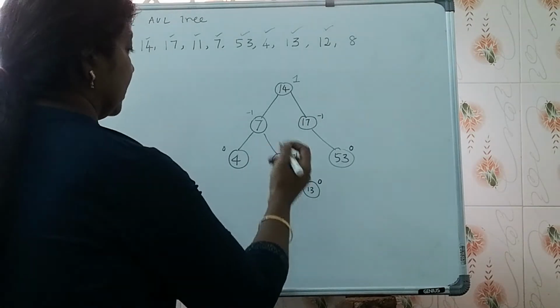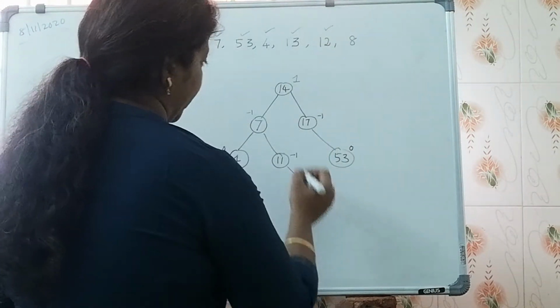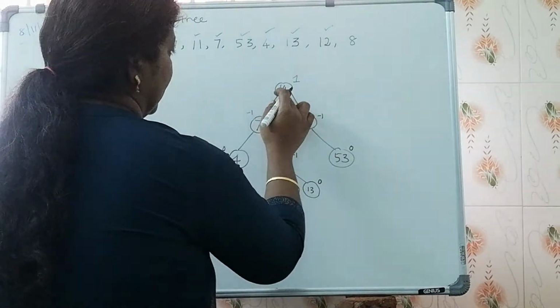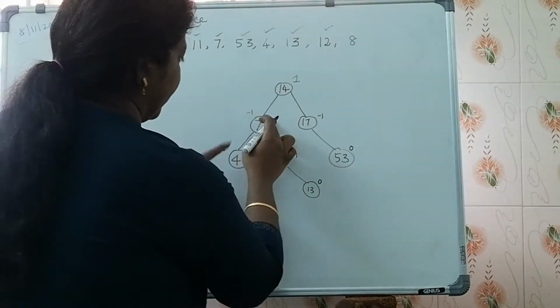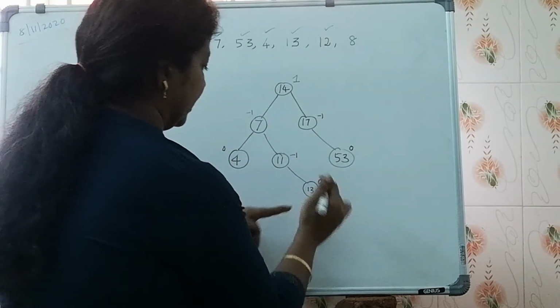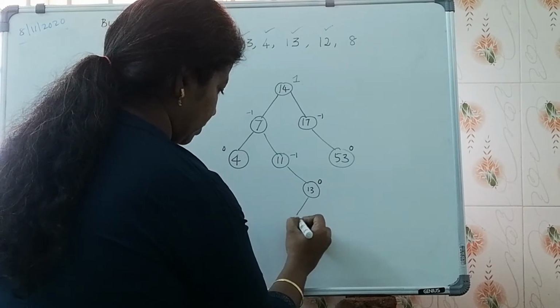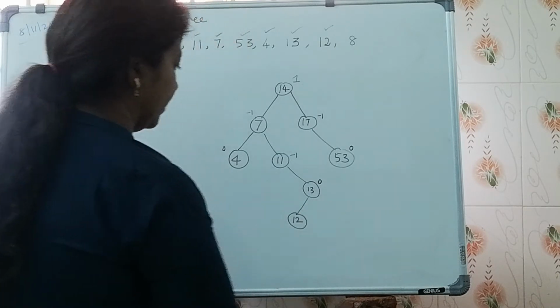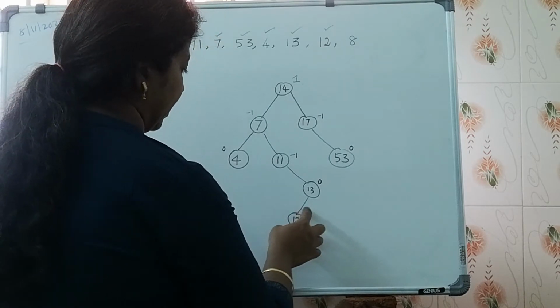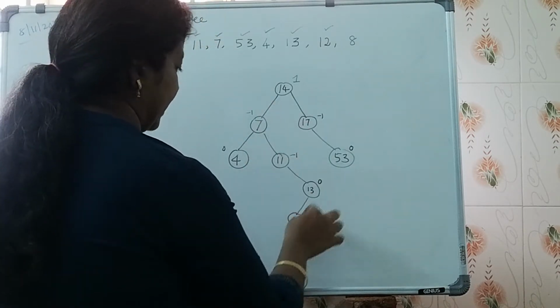Now let us take 12. So the right place for 12 is lesser than 14, greater than 7. 12 is greater than 11 but lesser than 13. So 12 is getting inserted over here. Now after insertion, let us calculate the balance factor on the path that it has reached.